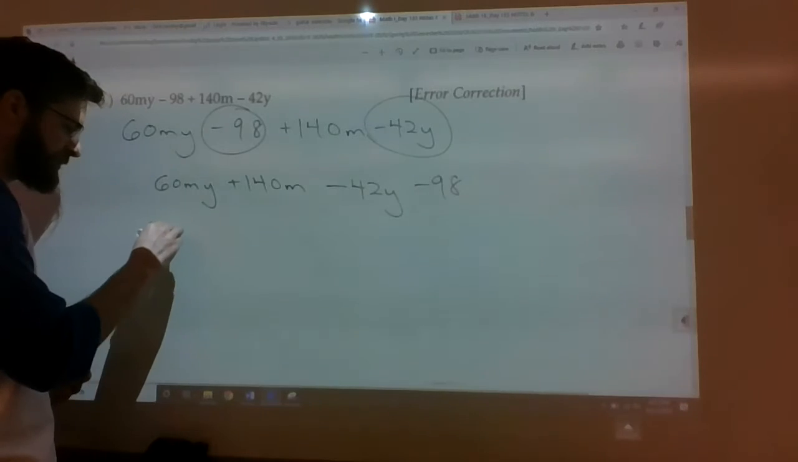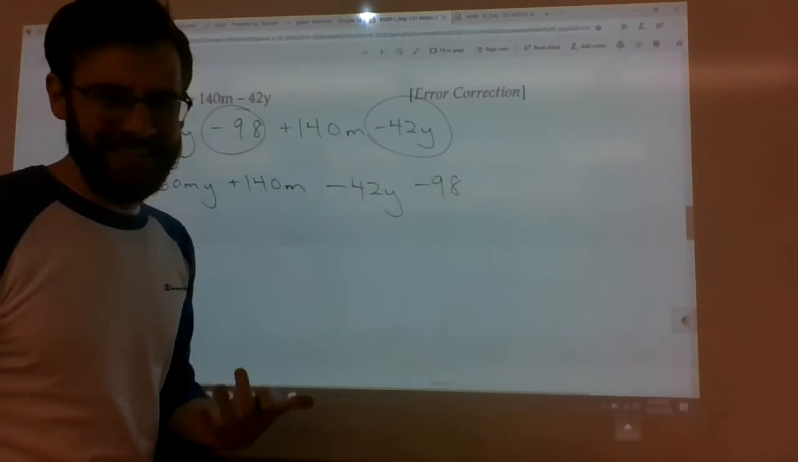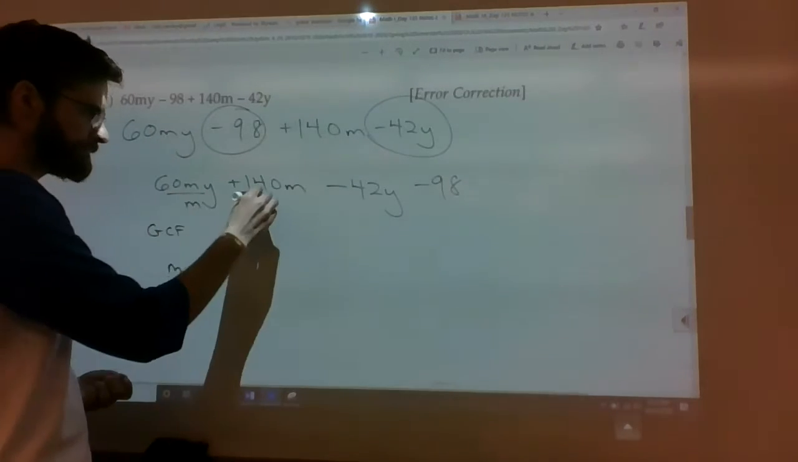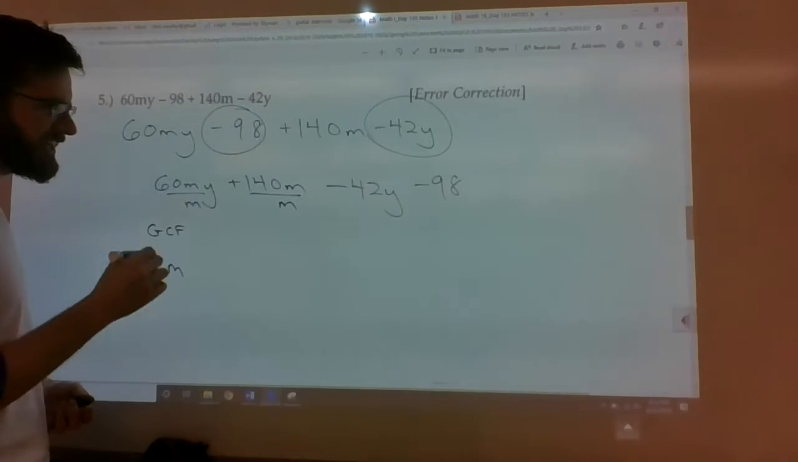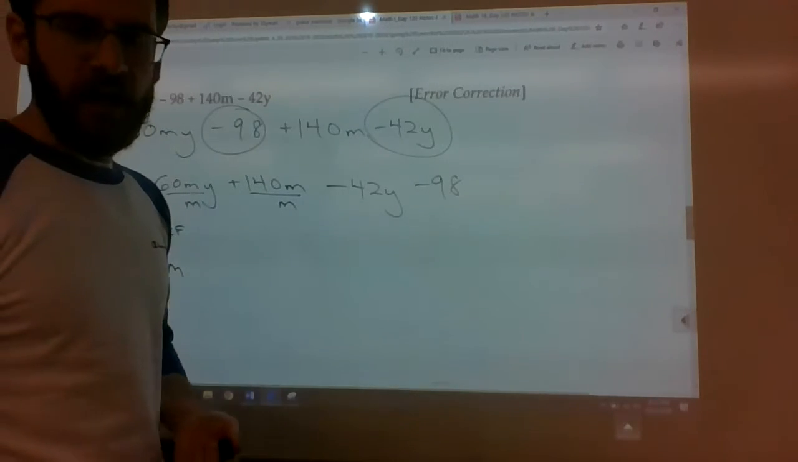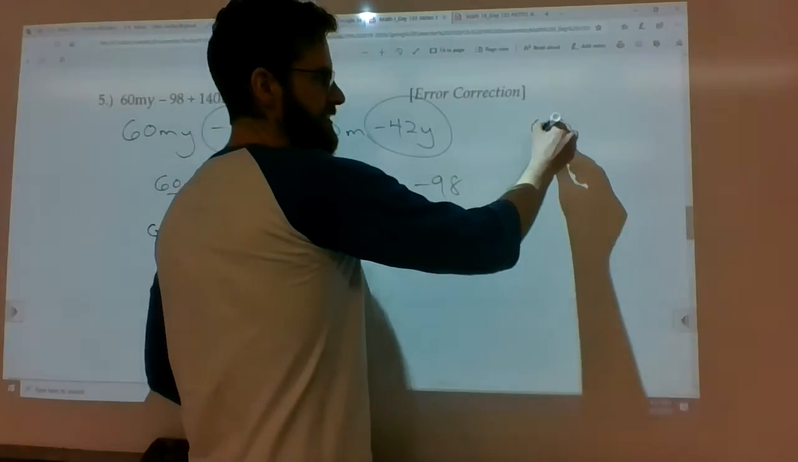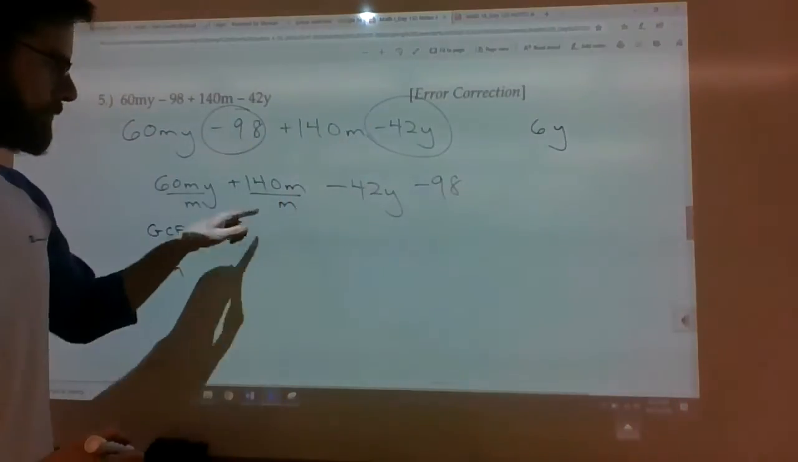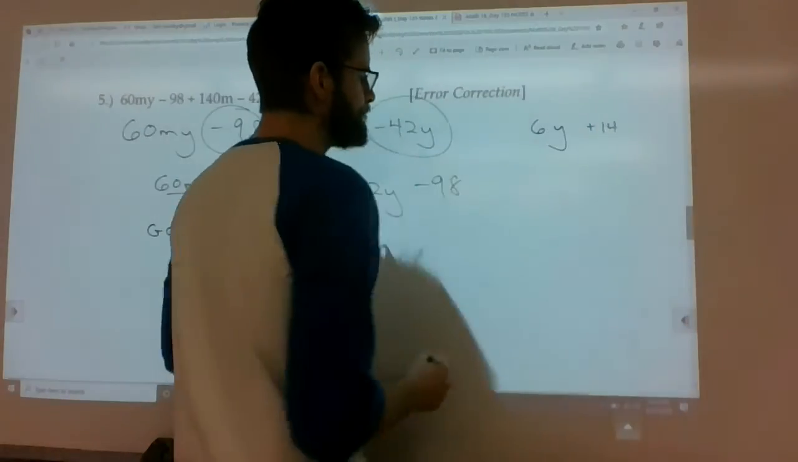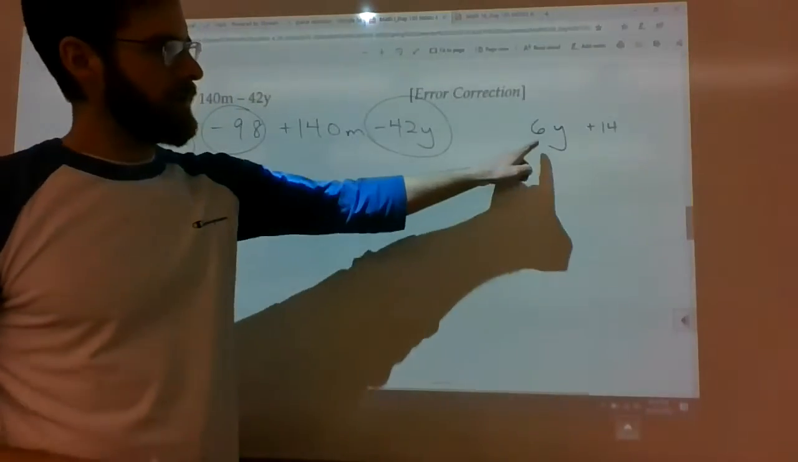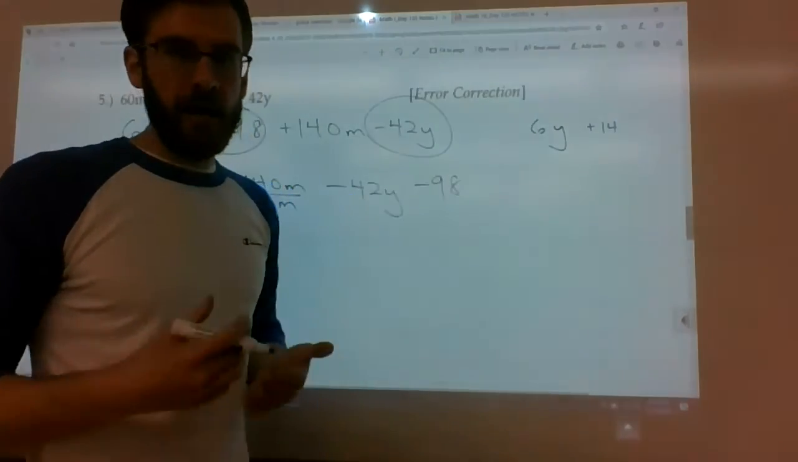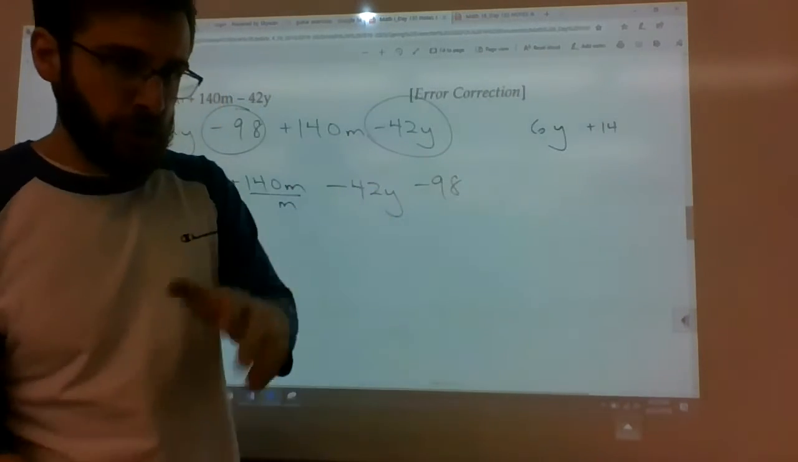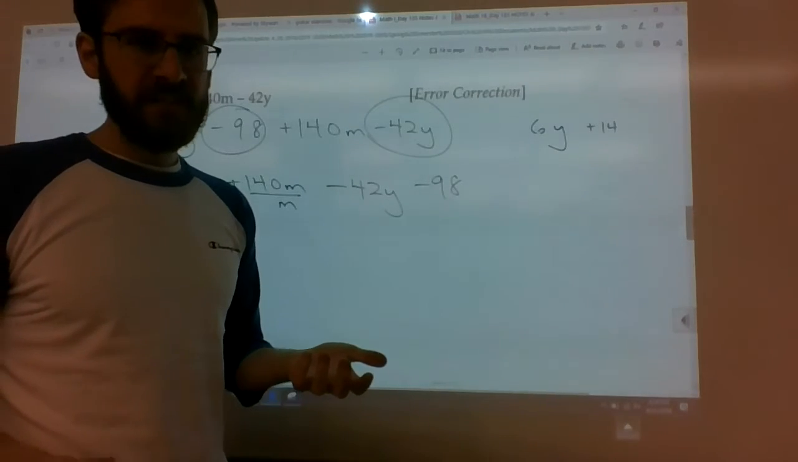So the GCF to this group here, it's at least 10. All right? And we know there's an m in there. So if I divided 60 by 10 and 140 by 10, I would get 6y plus 14. They share another 2 as a factor. So if it divides 10, and then from there it divides 2, that means overall, it's going to divide 20.